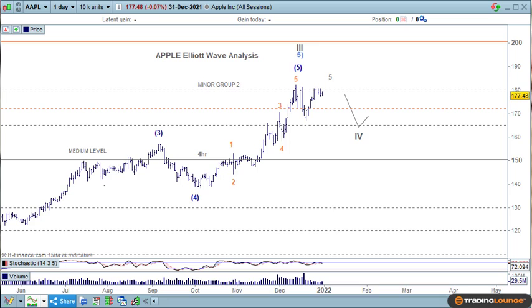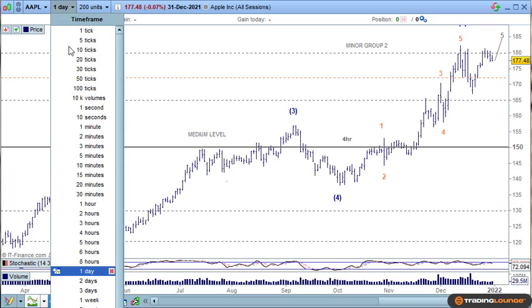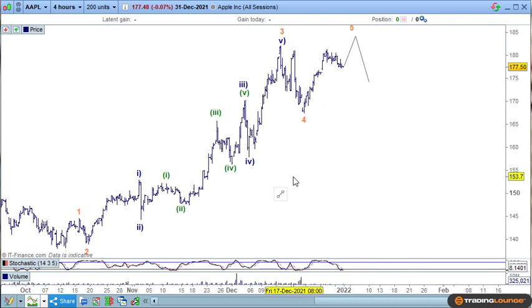If we did make another high from here, I'd be very careful about chasing that to the upside, but there's a good reason for that. So if I'm on the 4-hour chart here from this low here, I can count it. Let's just wind that in a little bit and just go to the 4-hour chart.